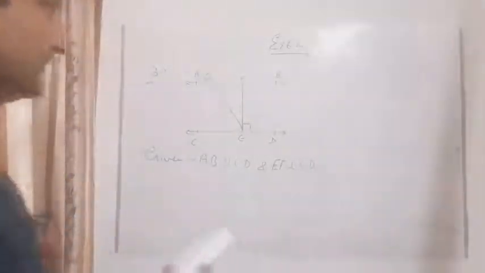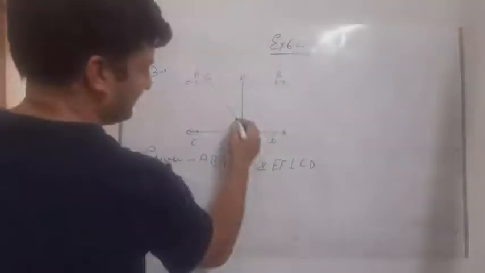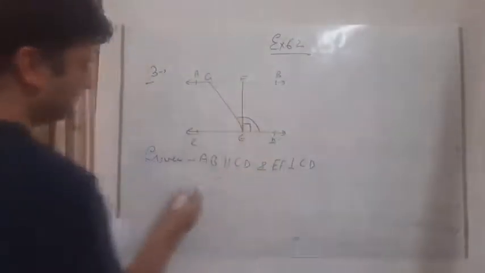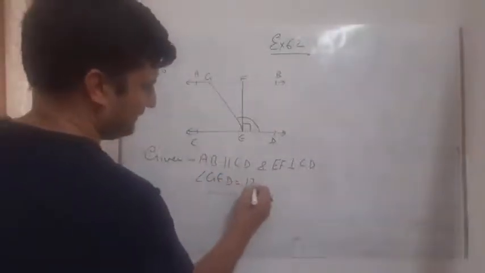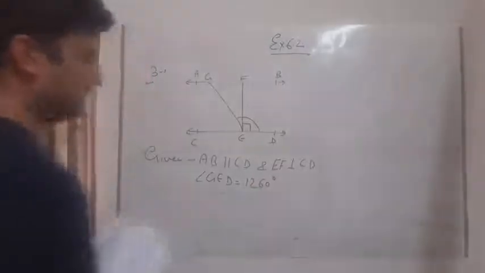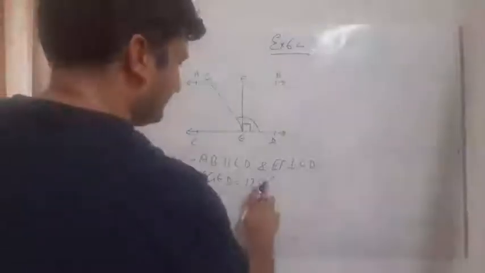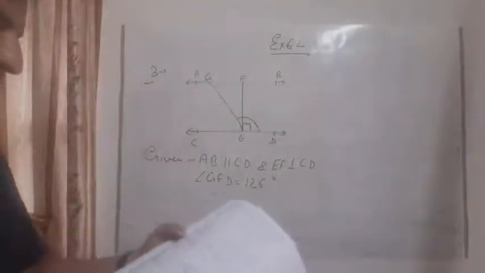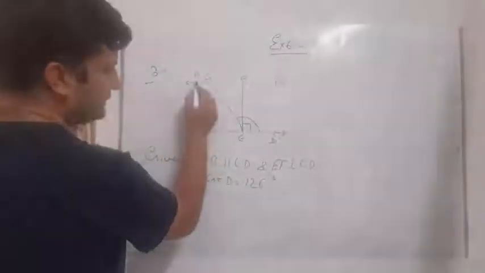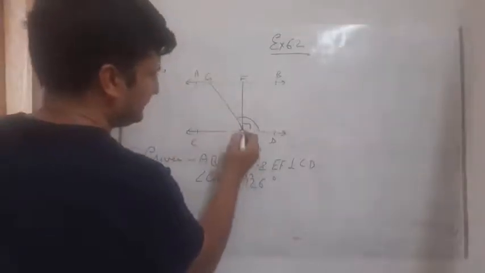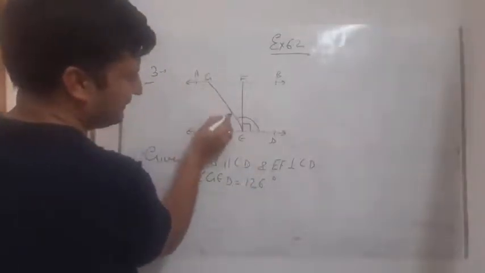And what we have to find, and also it is given that angle GED, this angle, student, this angle is GED. Angle GED is equal to 126 degree. Now what we have to find? We have to find angle AGE. Student, what will we do now? This angle is AGE. AGE means this angle.